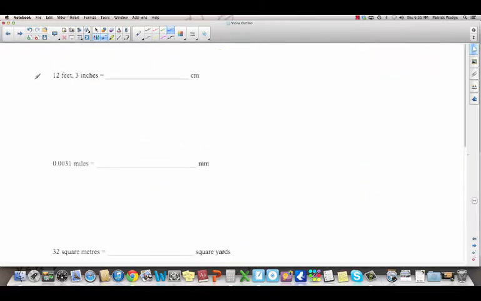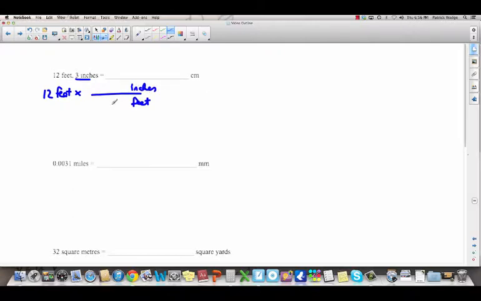Okay, over the page. 12 feet 3 inches, and we got to switch it to centimeters. Well, what do you think we have to do first here with the 12 feet 3 inches? This is just a little more than 12 feet. Why don't we switch this amount all into inches, and then we can switch that into centimeters. So we already have 3 inches here. We got to figure out how much is 12 feet in inches.